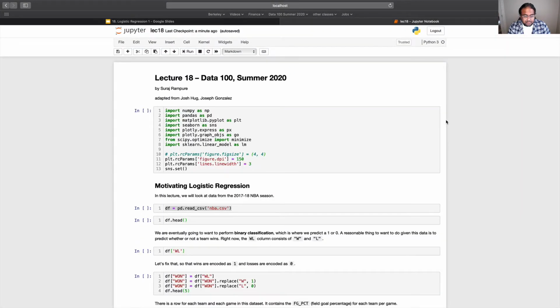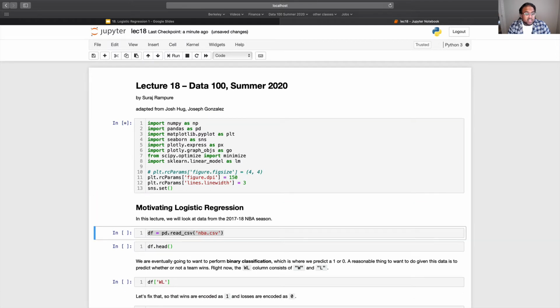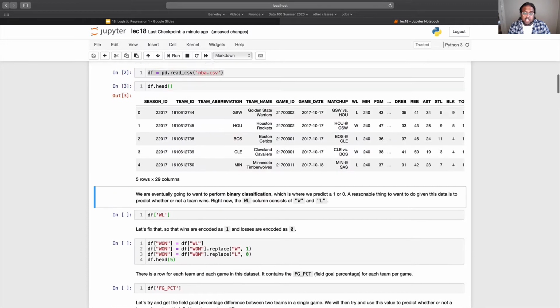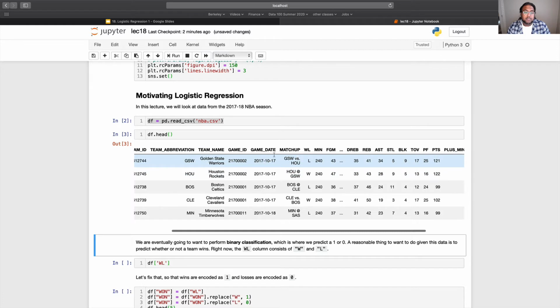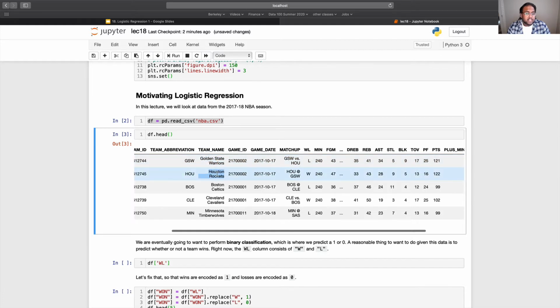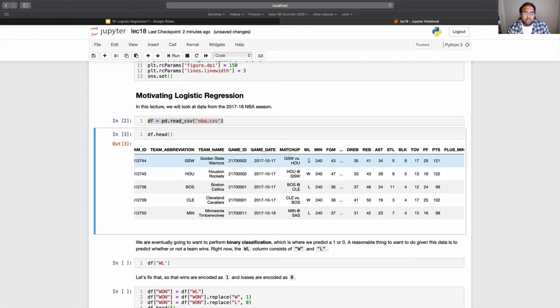let's just do that. So we're dealing with data from the 2017-2018 NBA season here. We have two rows for every game that was played in the 2017-2018 regular season. So the first row is in the perspective of the Golden State Warriors, and the second is in the perspective of the Houston Rockets. But you can see that since the game ID, which is the primary key here, is the same, it's referring to the same game. And so this is saying the Warriors lost to Houston. This is saying the Houston Rockets beat the Warriors.